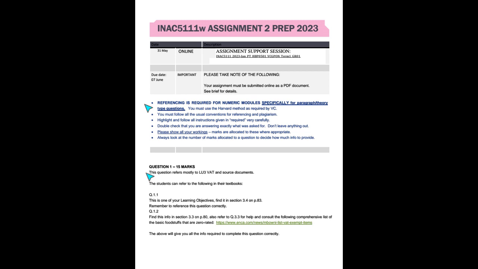So our question 1, which is for 15 marks, this is mostly from Learning Unit 3 VAT and source documents. And remember, we're doing assignment 2 now. So our assignment 2 is Learning Unit 3 and 4. So for question 1.1, and I'll put the question paper up on the screen in a minute so that we can have a look at it.